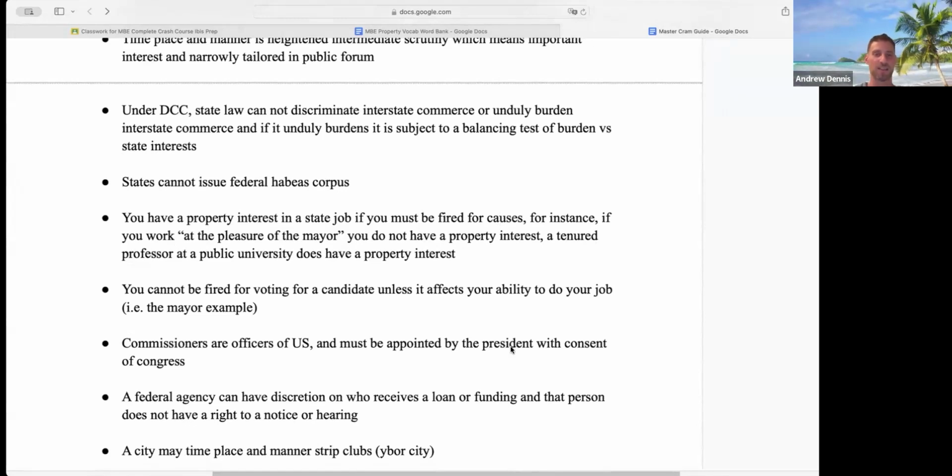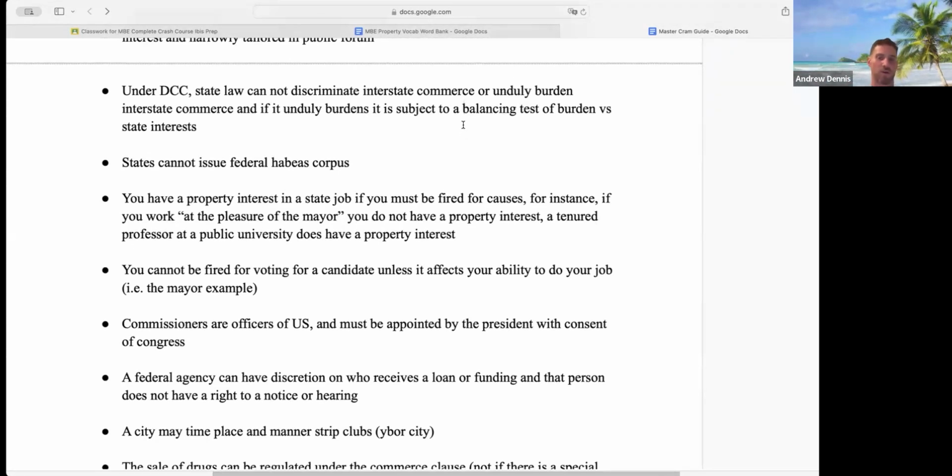Under the DCC, state law cannot discriminate against interstate commerce or unduly burden interstate commerce. And if it does unduly burden interstate commerce, then it's subject to a balancing test of burden versus the state interest. So the dormant commerce clause is the same thing as the negative implications of the commerce clause. For those of you who just learned that right now, it's better late than never.